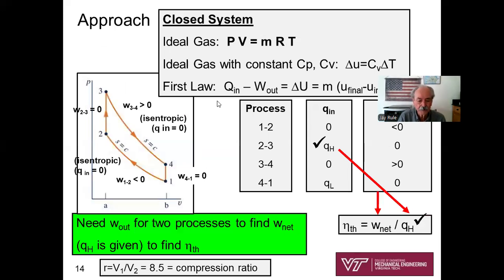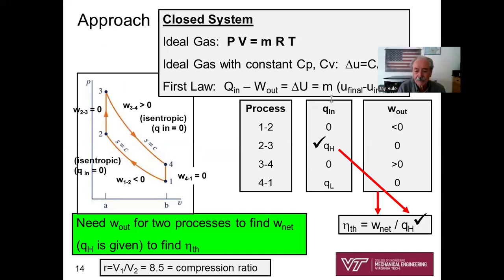Okay, so we're going to plan our work. We'll set up a little table. We'll tabulate Q in values and W out values. 1 to 2, reversible and adiabatic, no heat in. 2 to 3, QH, well, that's given. That's the heat added. 3 to 4, reversible adiabatic, 0 Q in, and QL is 4 to 1, and we're not going to have to worry about that.